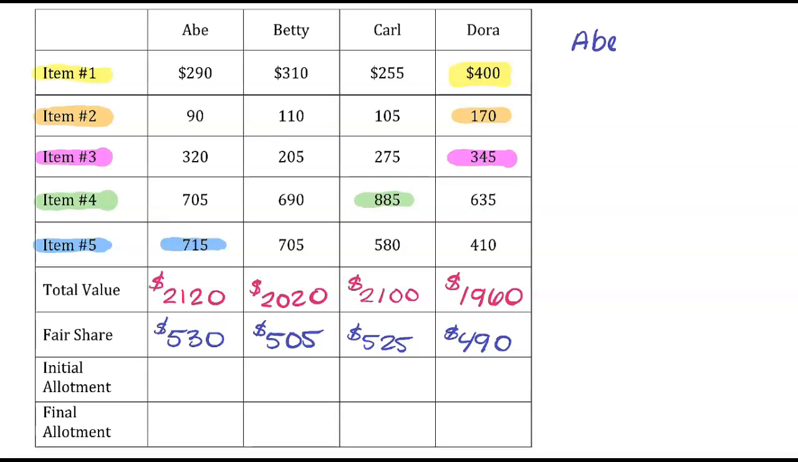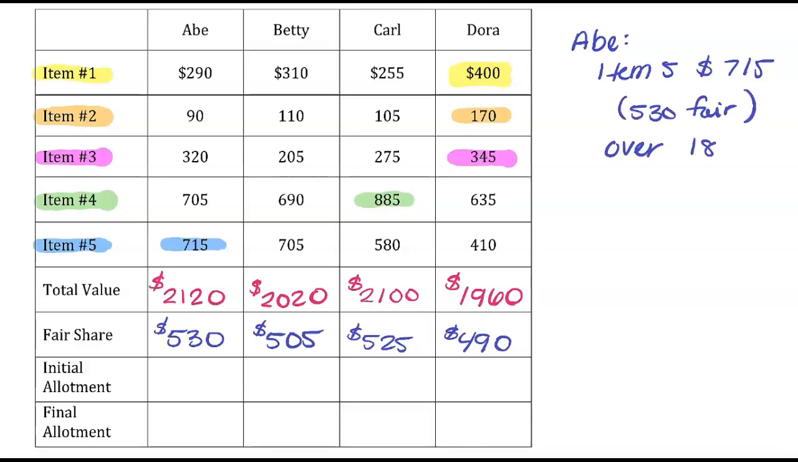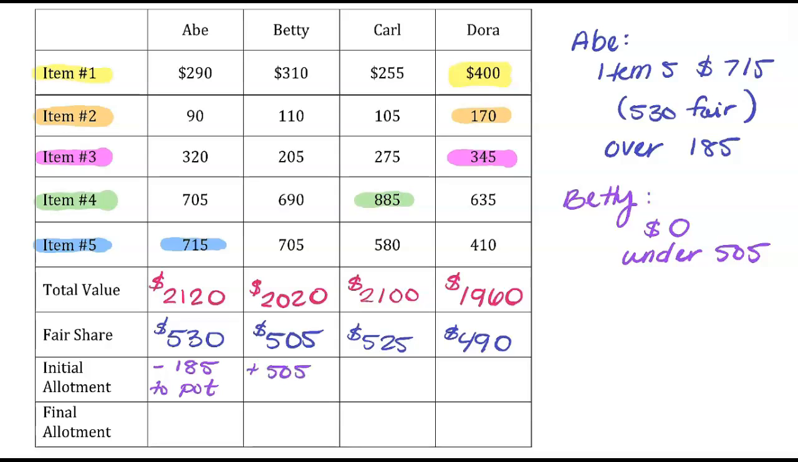Let's first talk about Abe. Abe received item 5, which is worth $715 to him. In his eyes, $530 is a fair share, so he's over by $185. So he needs to pay $185 into the pot. Betty's situation is a little bit different. Betty didn't receive any items, so far she's got nothing. She's under the amount of her fair share by $505, so she's going to get $505 from the pot.